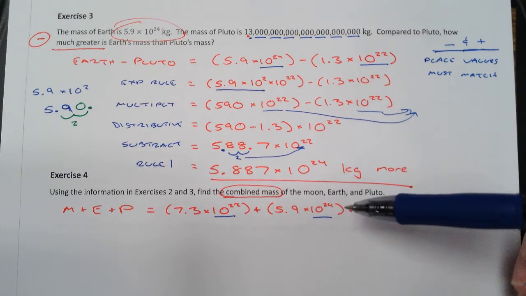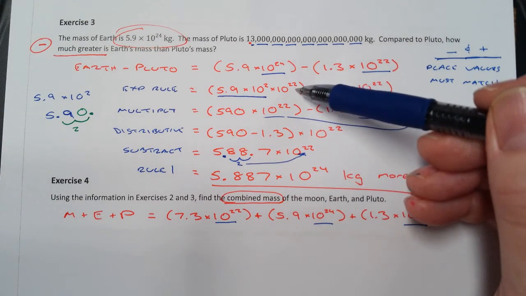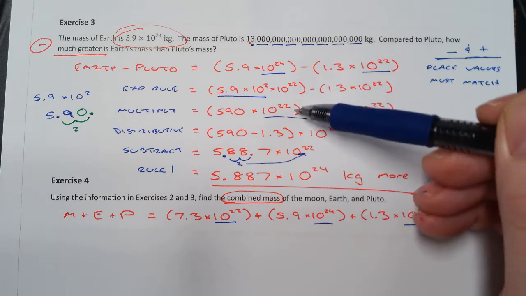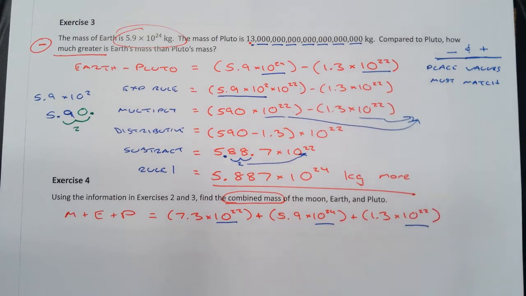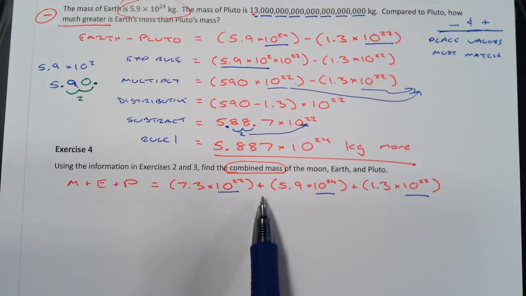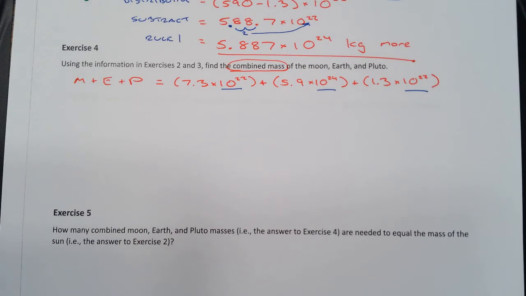But the good news for you is in exercise 3, we already changed Earth to 10 to the 22nd. So we already did the work here. I'm just asking you to do it again. So take a minute, pause the video, solve this equation, and tell me the combined mass of the moon, Earth, and Pluto. When you unpause the video, you should be ready to check your work with me.